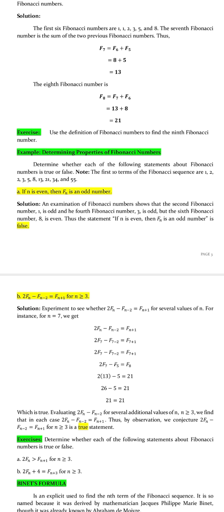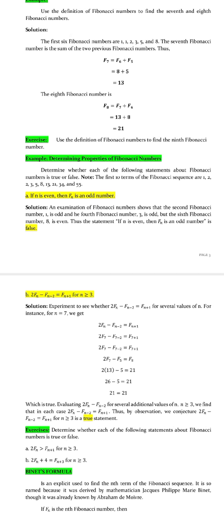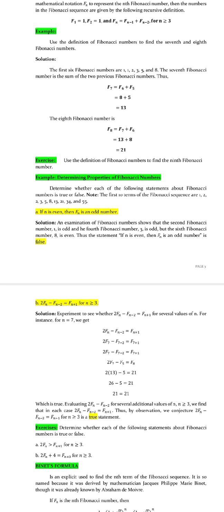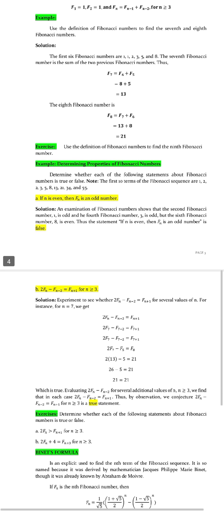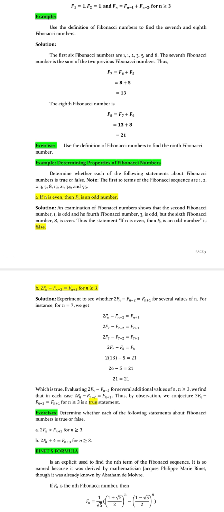Anyways, we will discuss the types of reasoning, inductive reasoning and deductive reasoning, in the next lessons. For now, what we will use is just observation. So, we have this example: if n is even, then f sub n is an odd number.